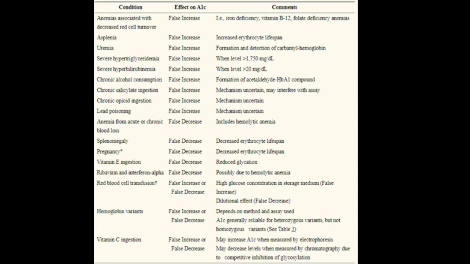there are certain medical conditions that will change the A1C level due to a change in the lifespan of the red blood cell. Other mechanisms may occur as well. Here is a list of the possible conditions to affect A1C. For people with those medical conditions, instead of A1C, other labs can be used like the fructosamine, the glycated albumin, 1,5-AG, or continuous glucose monitoring.